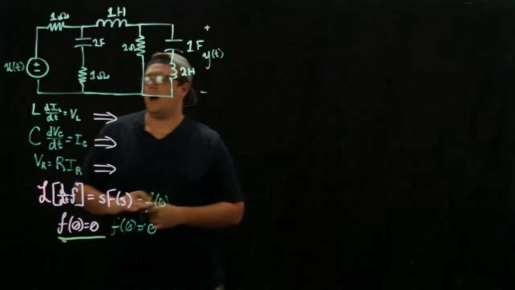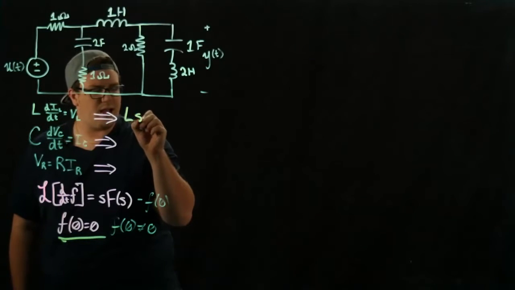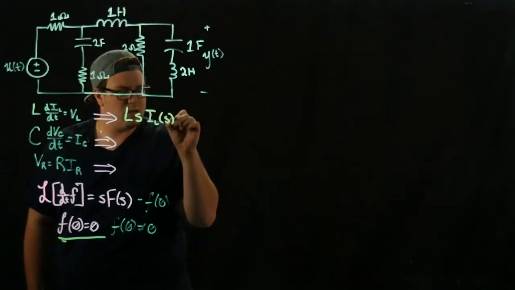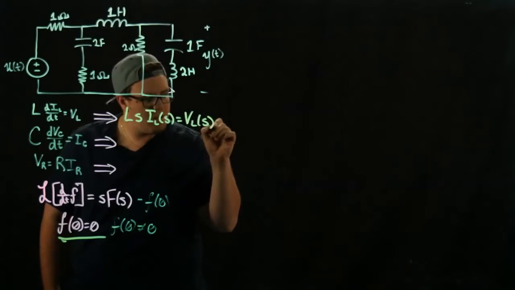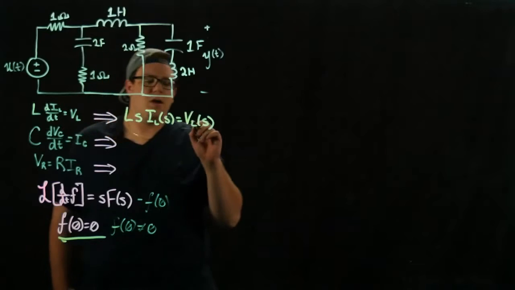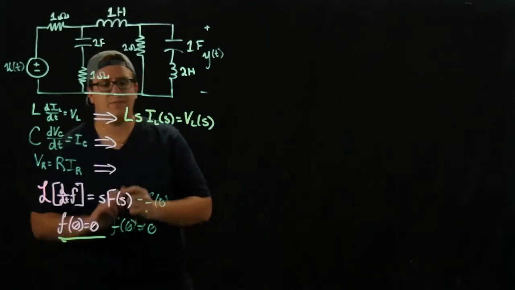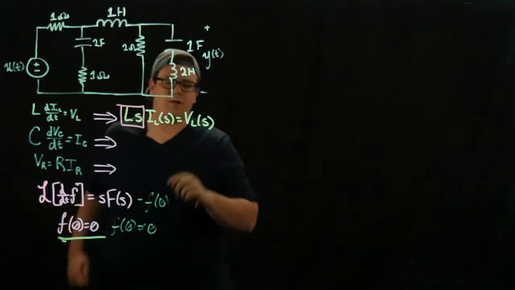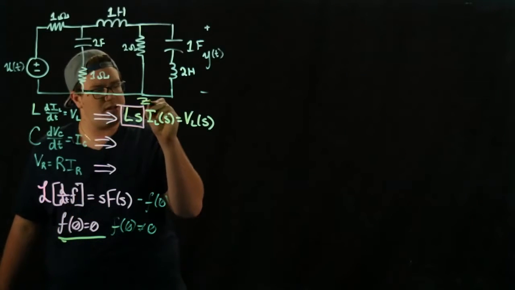If we look at this one here, what we find is that Ls I_L(s) is equal to V_L(s). This looks like a good current-voltage relationship, because once we have the current, all we have to do is multiply by this term out here, Ls, and we get the voltage. We call this the impedance of an inductor.